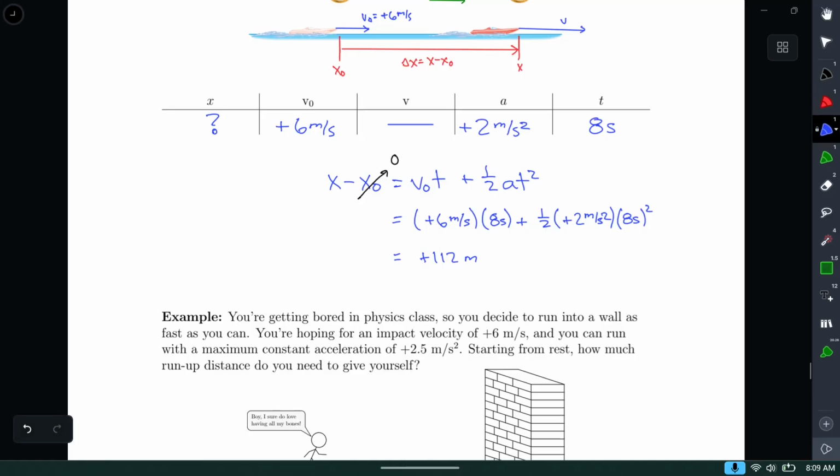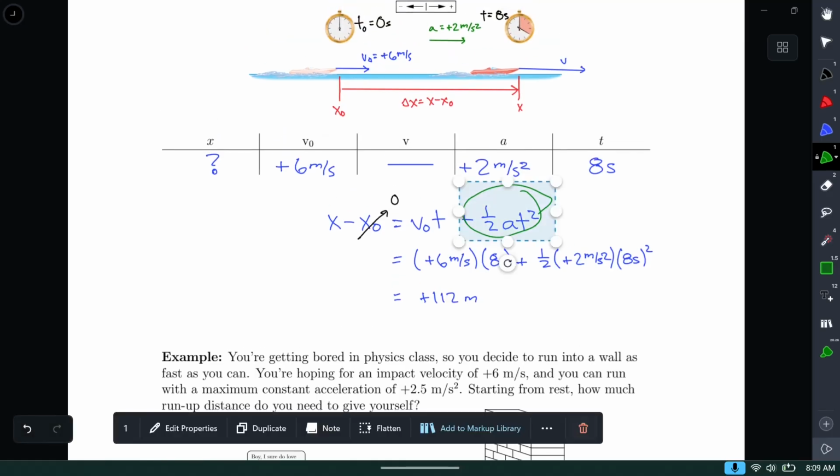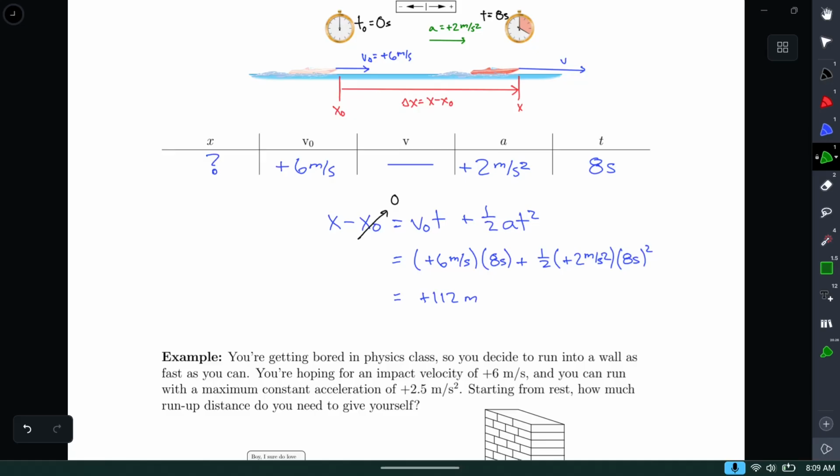If it is accelerating, it's going to go more than that, and it's because it's gaining speed with each passing second. So instead of covering 6 times 8, now it's covering a little bit more because it's going a little bit faster in the next moment, and a little bit faster than that in the next moment. And that's what this second term is accounting for. That extra gain in position that you get due to the acceleration, due to the changing velocity that the speedboat has. So that's what this equation is kind of saying to you.